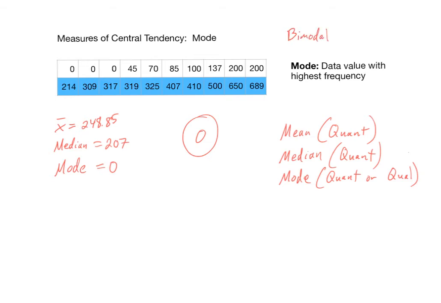So for example, let's pretend that there was another 200 here. In that case, the mode would be both 0 and 200 because there'd be 3 200s and 3 zeros. It's also possible that the set of data has no repeating values. In that case, we would say that the data set does not have a mode.